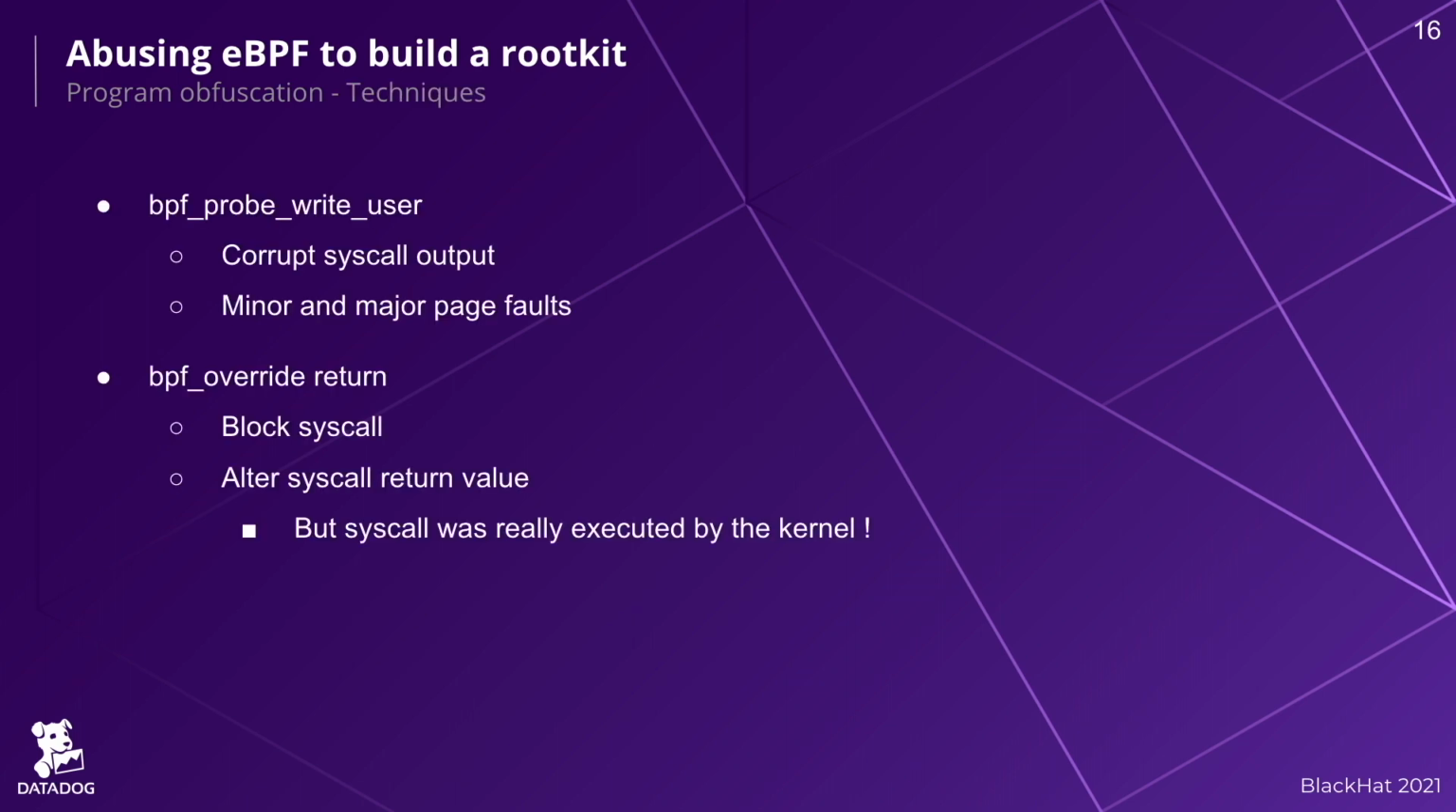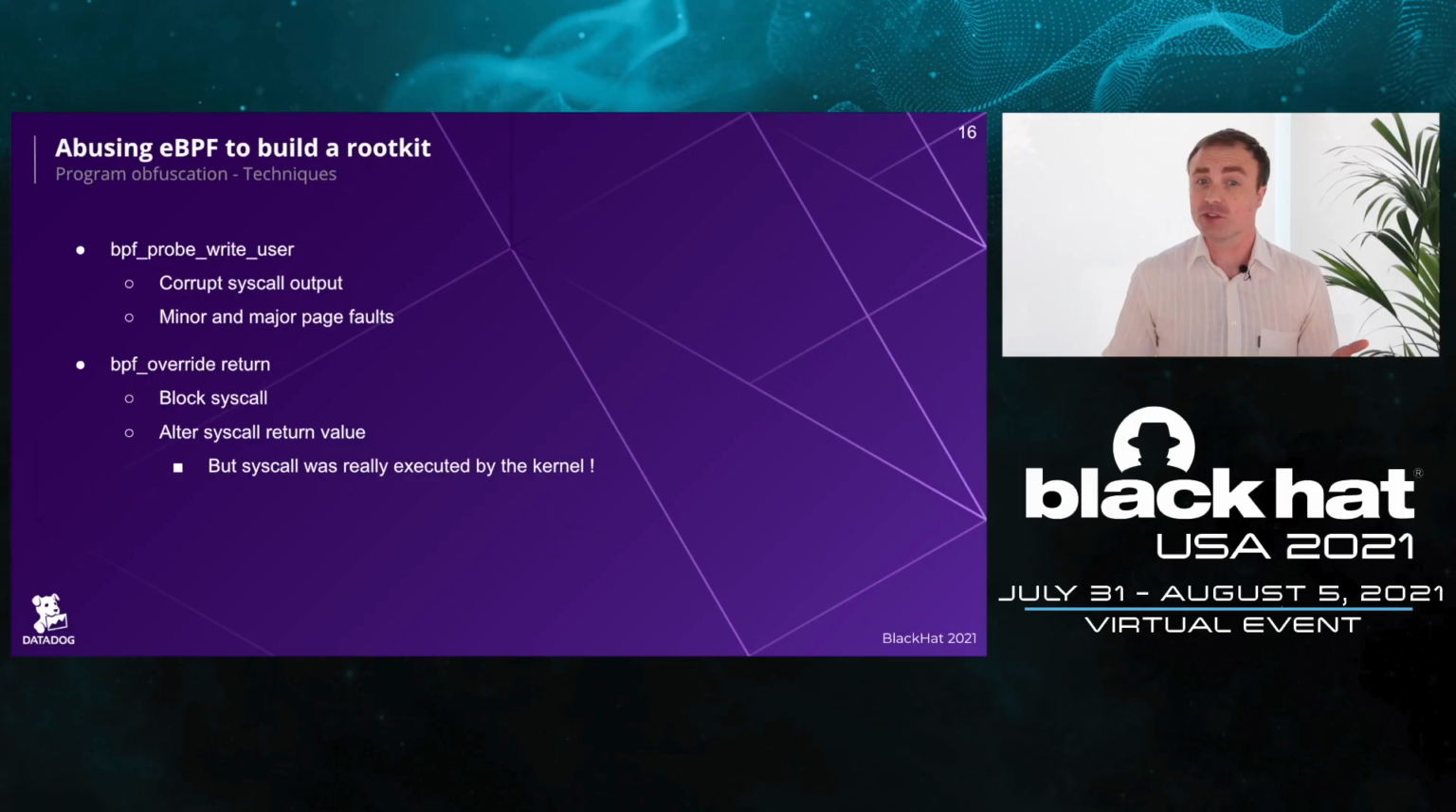So the obfuscation capabilities of our rootkit rely mainly on the use of two BPF helpers. First one, the bpf_probe_write_user. This helper allows our eBPF program to write into the memory of the process that issues a system call. This can be used, for instance, to alter the data that is returned by a syscall. It is also possible to alter the data provided by the process as argument to the syscall.